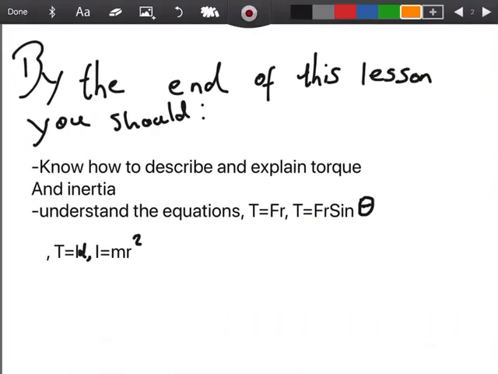By the end of this lesson, I'm going to show you some targets so you know where it's going and what you should know. You should know how to describe and explain torque and inertia, and also understand the equations T equals Fr, T equals Fr sine theta, T equals I alpha, and I equals mr squared.